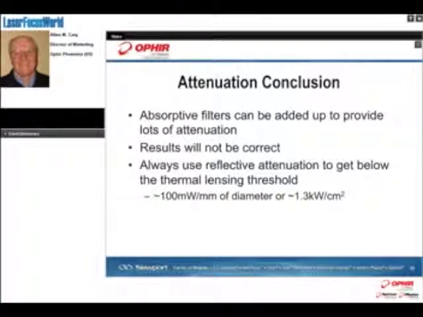thermal lensing threshold. And that is, as I said, 100 milliwatts per millimeter of diameter, or a power density of 1.3 kilowatts per centimeter squared, if you think in terms of power densities. That's the thermal lensing limit. And if you stay below that, or if your laser is below that, you shouldn't see thermal lensing problems. But if you are above that, and you don't use reflective attenuation, you will have problems with thermal lensing, causing error in your measurement.